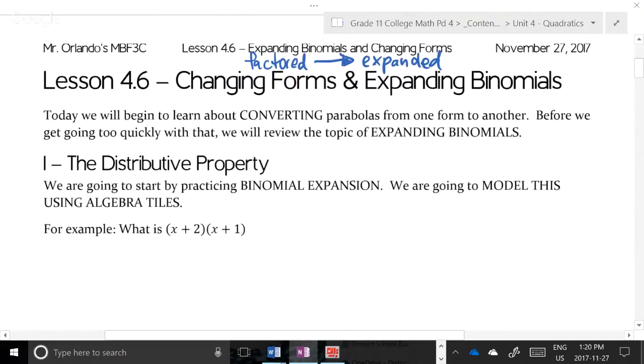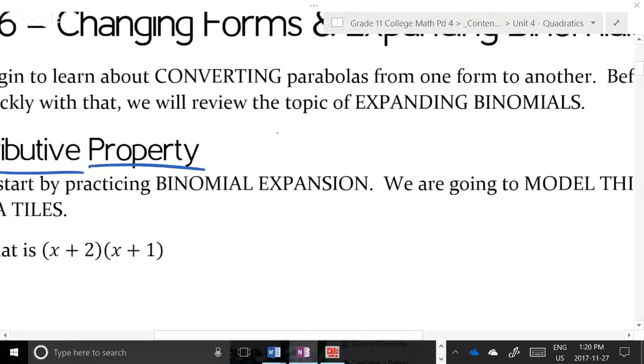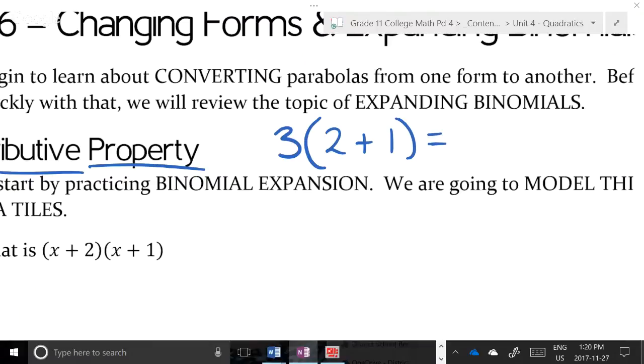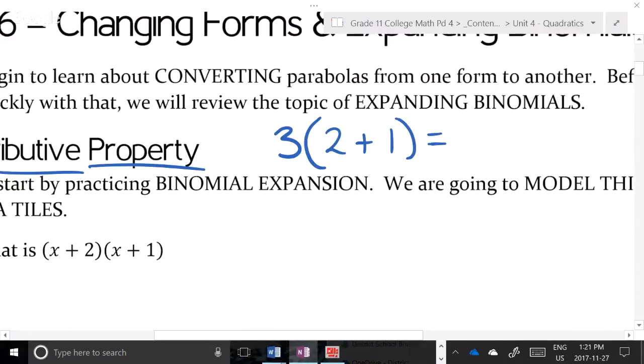And to do that, we have to learn some algebraic skills. Specifically, we have to use something called the distributive property, which should be familiar to you. Really quickly, if I had 3 times 2 plus 1, and now I know I could do 2 plus 1 is 3, and do 3 times 3 is 9. But the other way we could show this is using the distributive property.